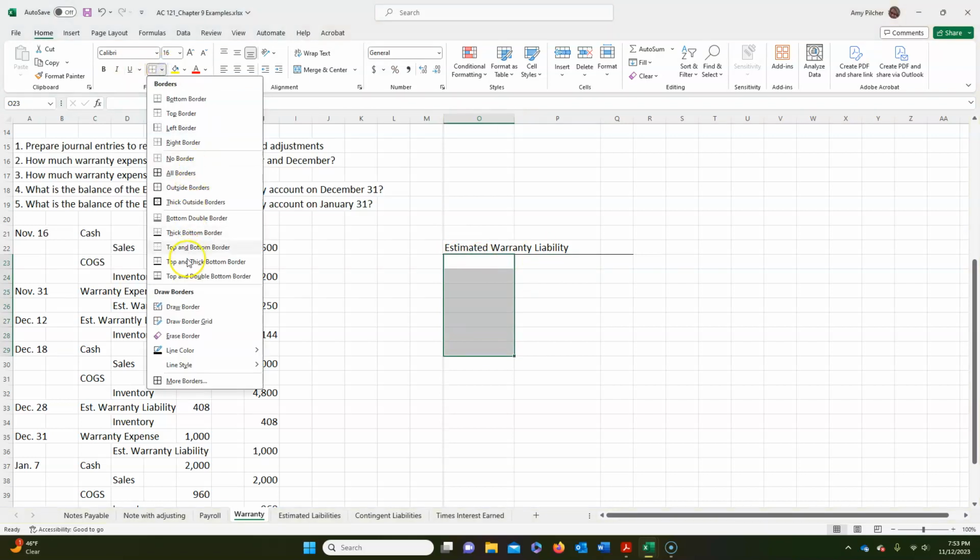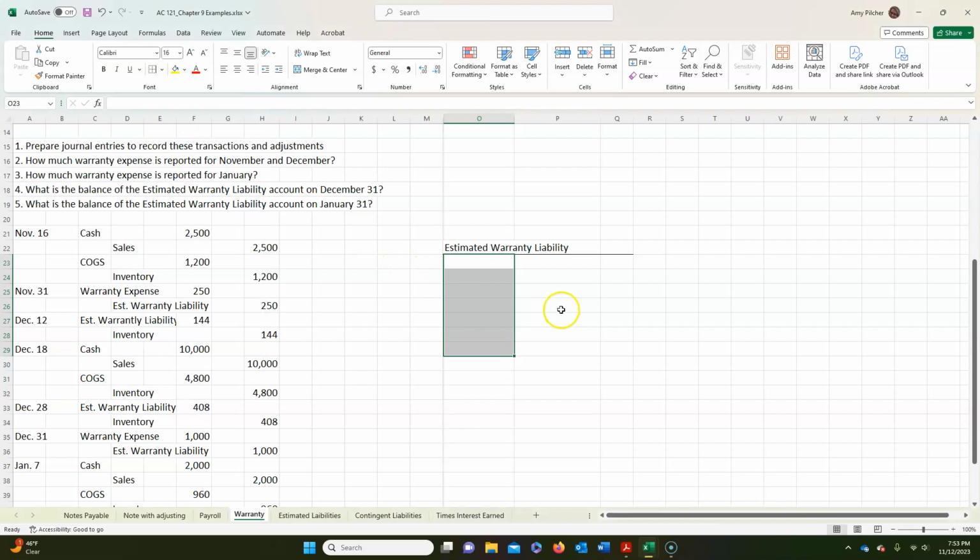I'm trying too hard for debits and credits. It's not that difficult. Okay, so first we have a credit of $250, and then we have a debit of $144. Then we come down and we have a debit of $408. And then we have a credit of $1,000.